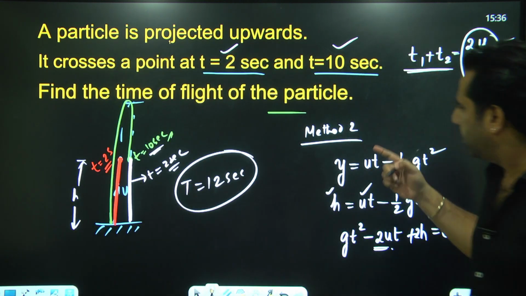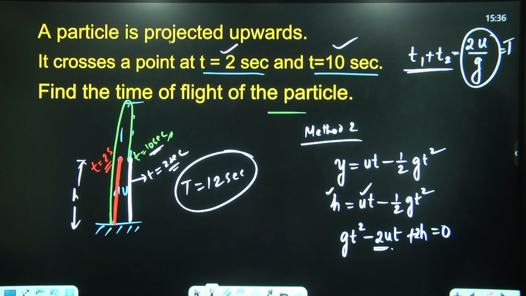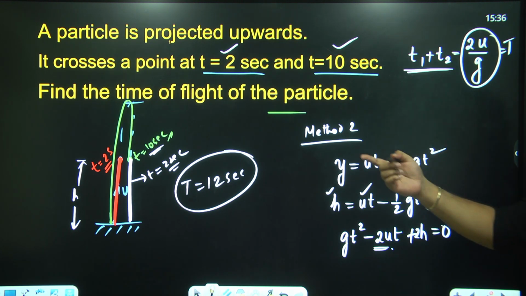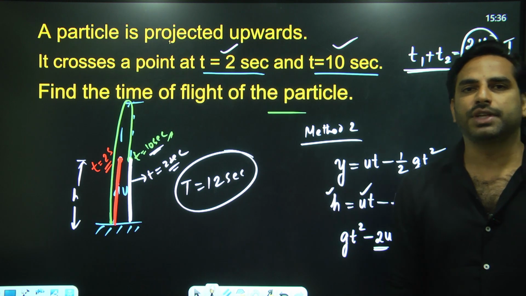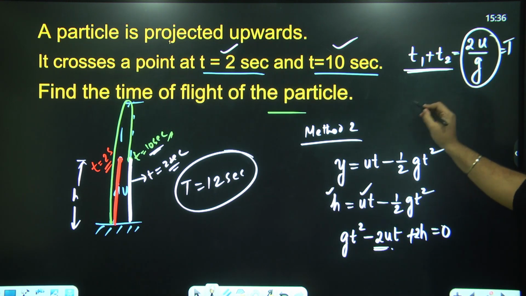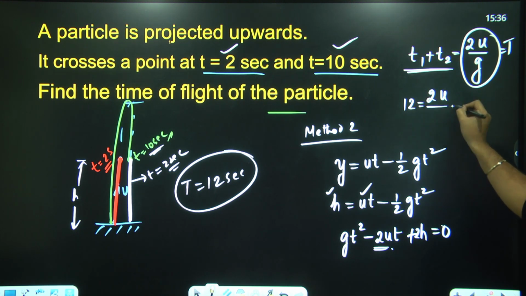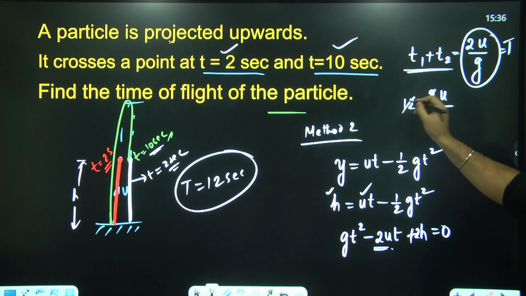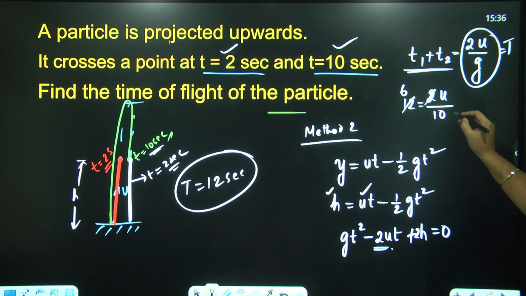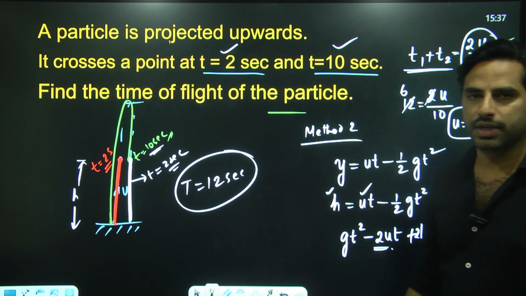And not only the time of flight, we can also find the initial speed with which the particle is projected. How? From time of flight. Now I know that time of flight is 12 seconds, that is equal to 2u by g, that is 10. So 2 ones and 6. So u is equal to 60 meter per second. This is the initial velocity of projection.